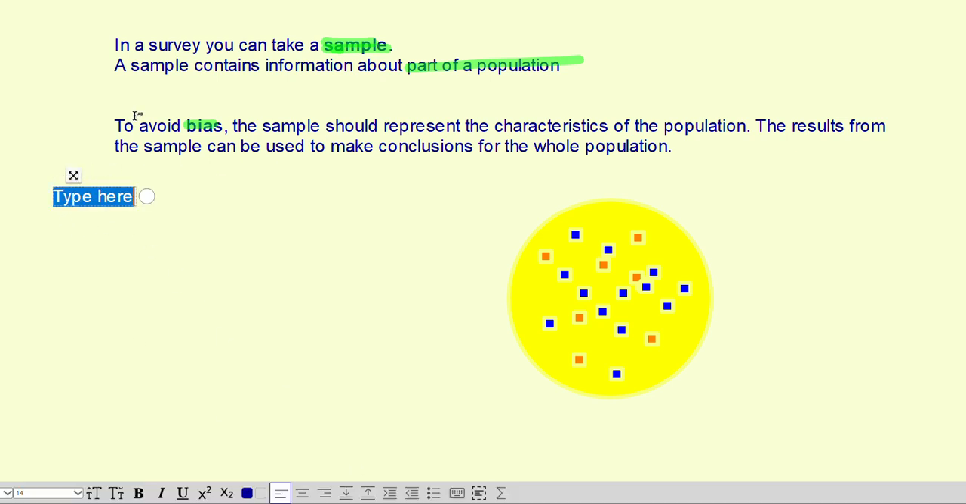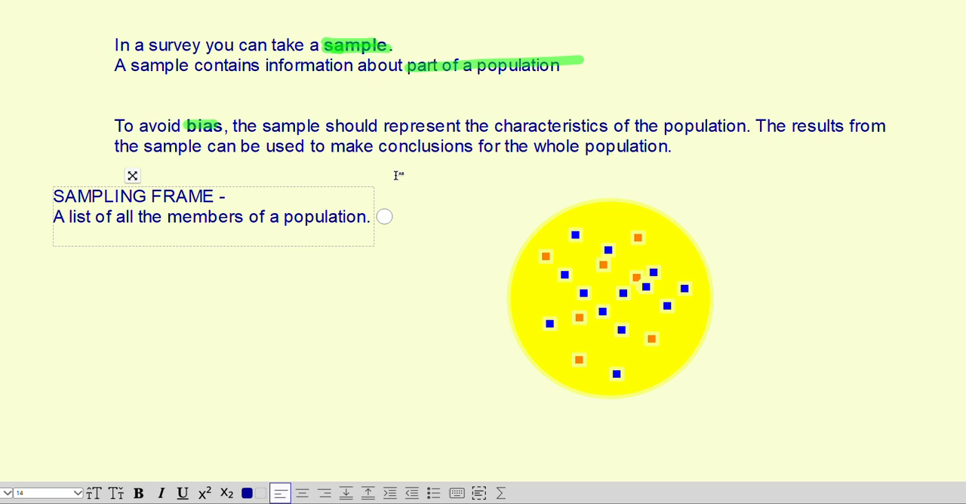So the first one you've done is census. The second one is a sample. Can you say that a sample contains information about part of the population? Right, how do we pick a sample? Now there's lots of ways of doing it, but they often require a sampling frame. Could you just get this written on a flashcard, please? A sampling frame is a list of all the members of a population. This is where you can choose your sample from if you'd like to.